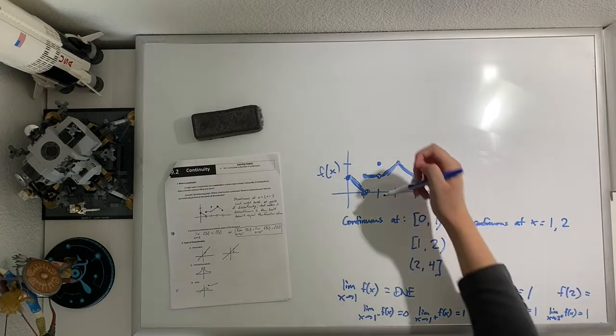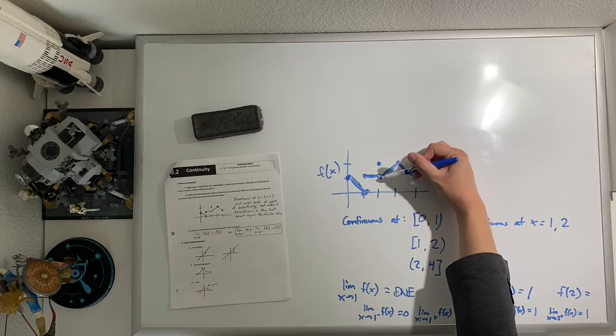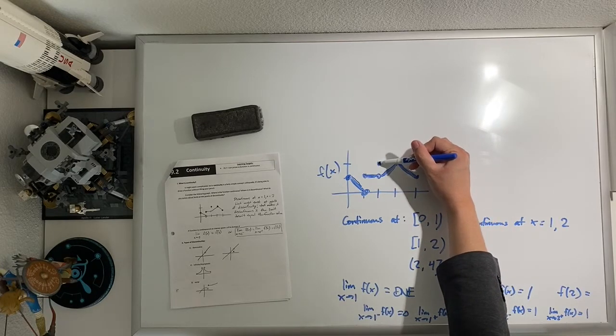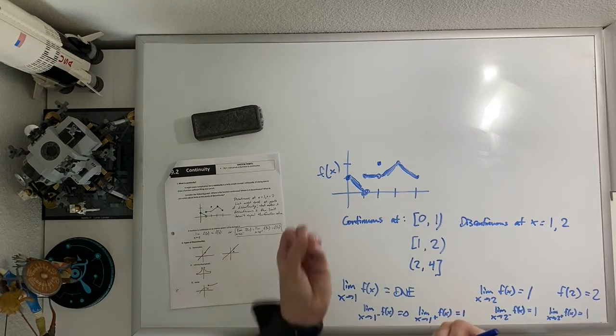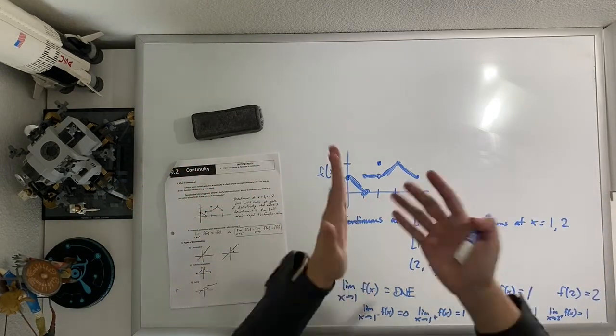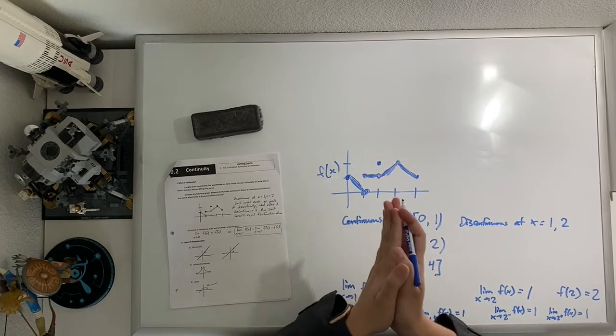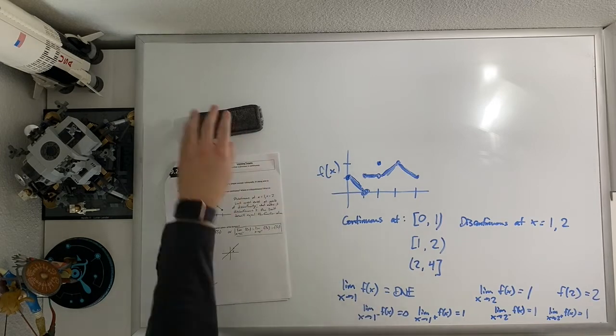What does f of 2 equal? Right? What is the actual function value at x equals 2? It's this point up here. It's 2. And are those the same value? Does the limit equal the function value? In other words, does the value the function is approaching from either side equal what the function actually is at that x value? In this case, no. And our function was discontinuous there as a result.